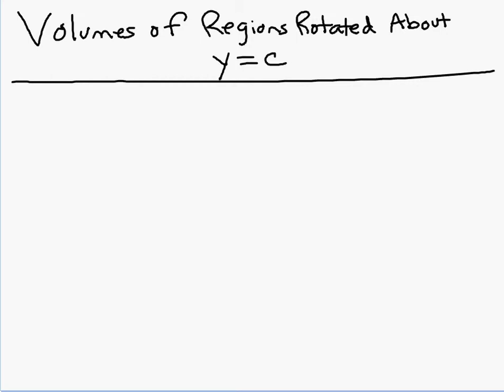Today we start working with the volume of a region that, instead of being rotated around an axis, is rotated around a line. All right? So let's take a look at an example here to get us rolling.